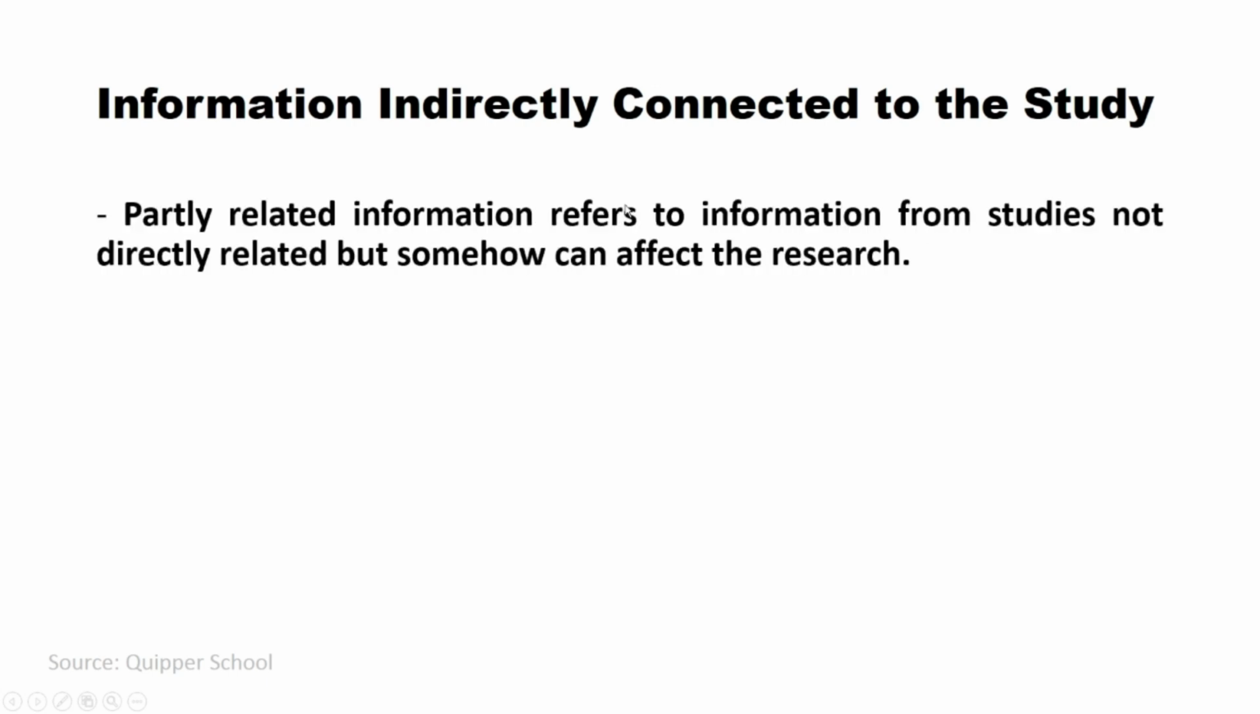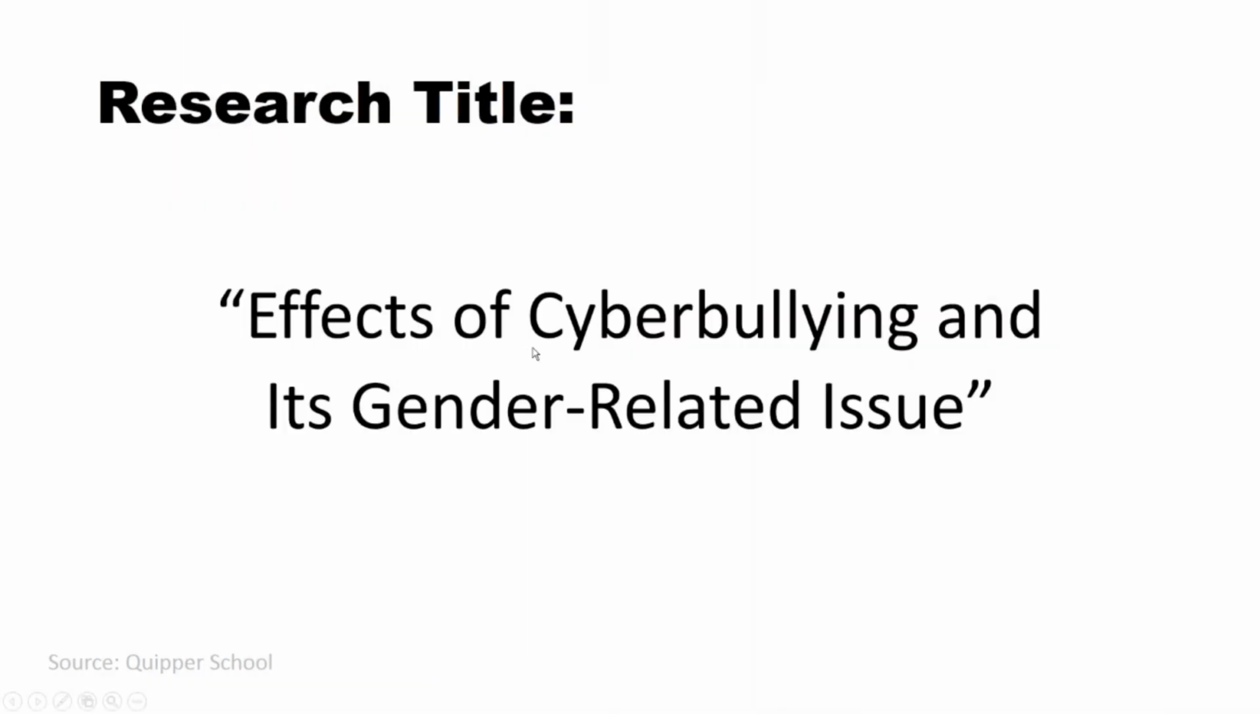Okay, so the next part is information indirectly connected to the study. So what does it mean? Information indirectly connected to the study are partly related information that refers to information from studies not directly related but somehow can affect the research. Okay? So, partly related information refers to information from studies not directly related but somehow can affect the research. So, the title was about effects of cyberbullying and its gender-related issue.